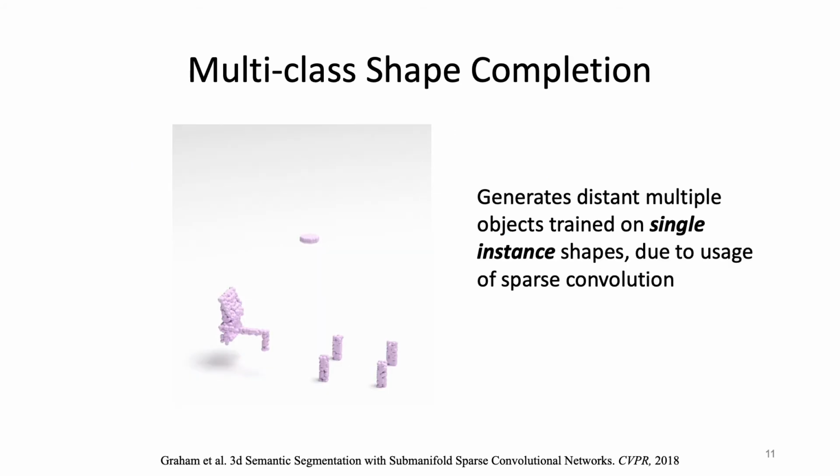We also trained GCA on multiple classes and tested completion results, shown in the video. Note that training was only done on single instance shapes. Due to the usage of sparse convolution, our model is translation invariant and is able to complete distant multiple objects.